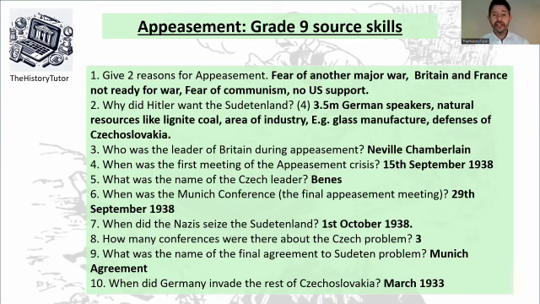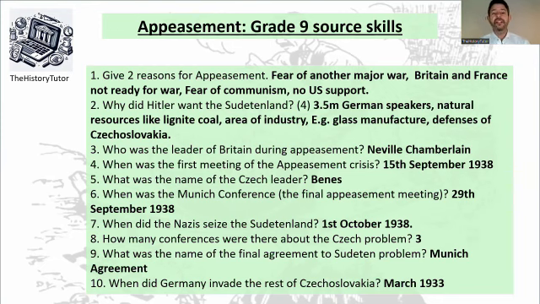Why did Hitler want Sudetenland? We've got 3.5 million German speakers. We've got natural resources like coal, areas of industry, glass manufacture. Also, the Sudetenland had all the border defences for Czechoslovakia, which would make invading the rest of Czechoslovakia very much easier. Who was leader of Britain during appeasement? Of course, you'll all know it's Chamberlain.